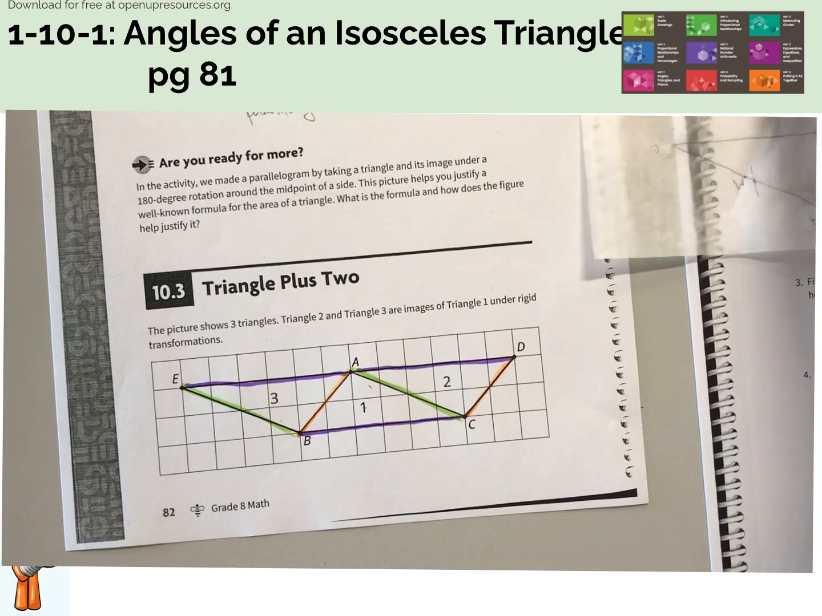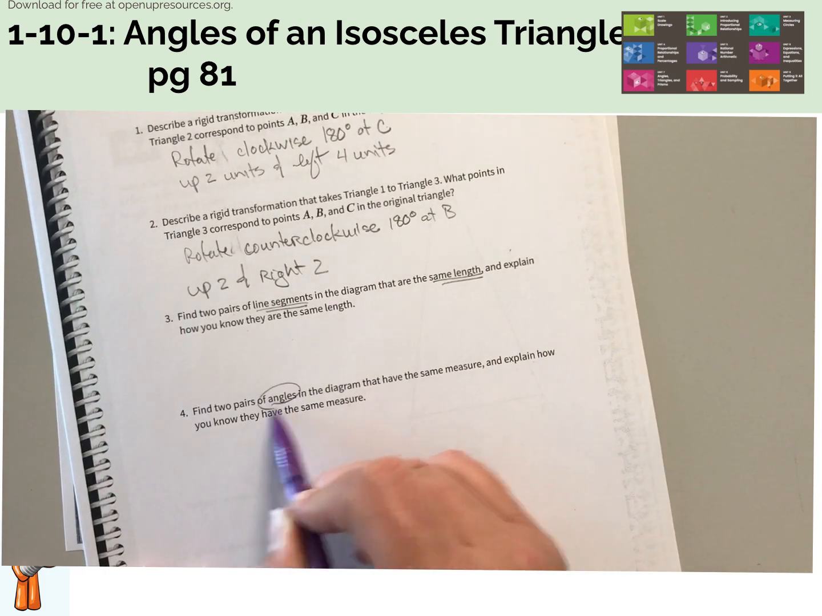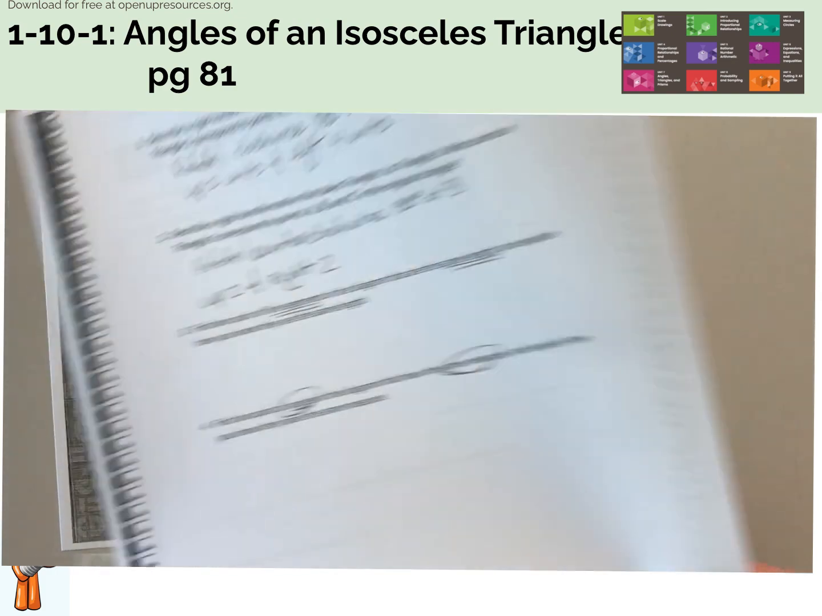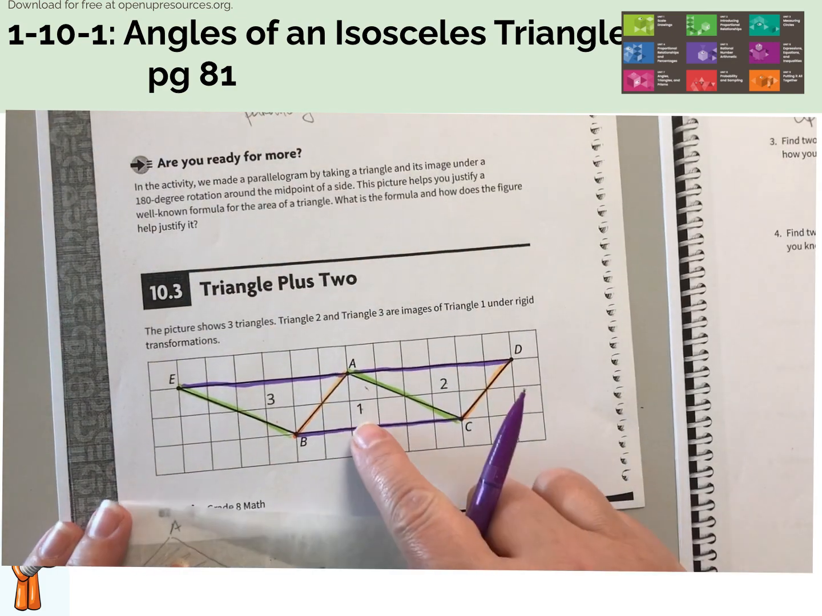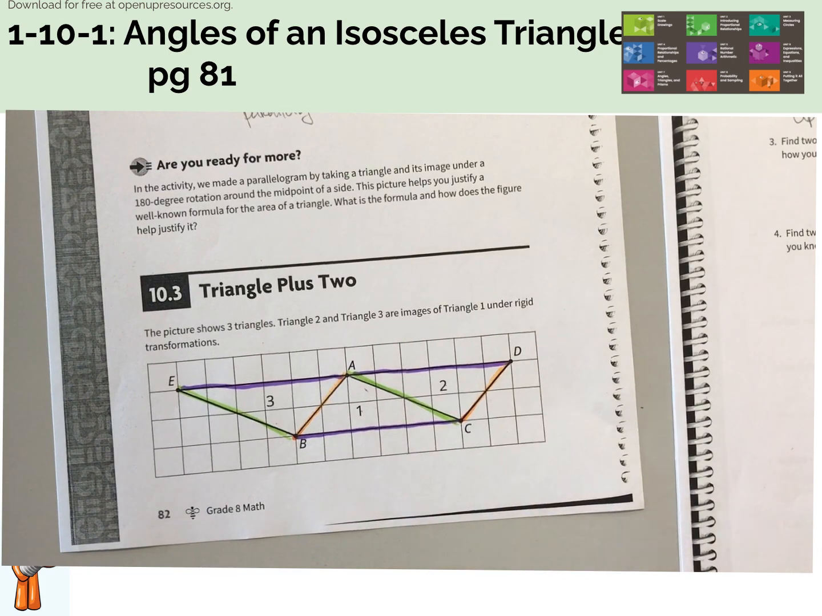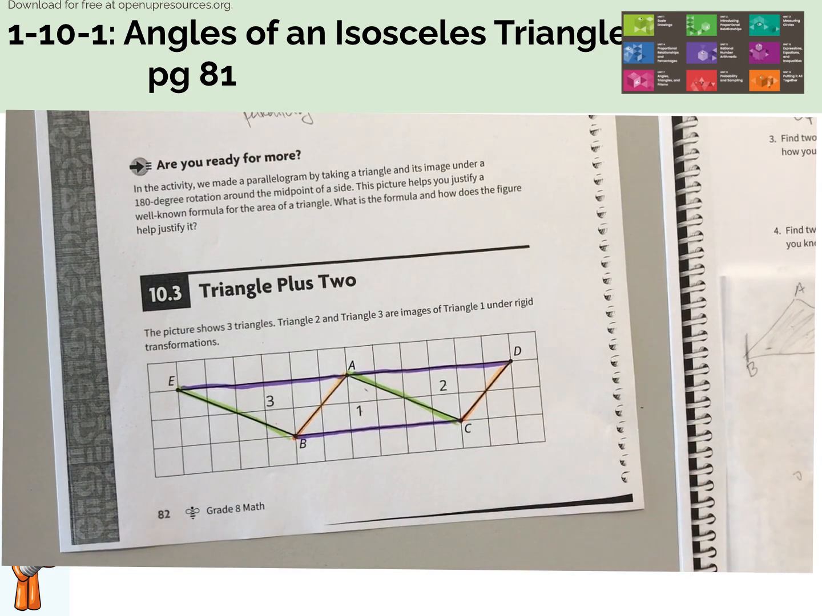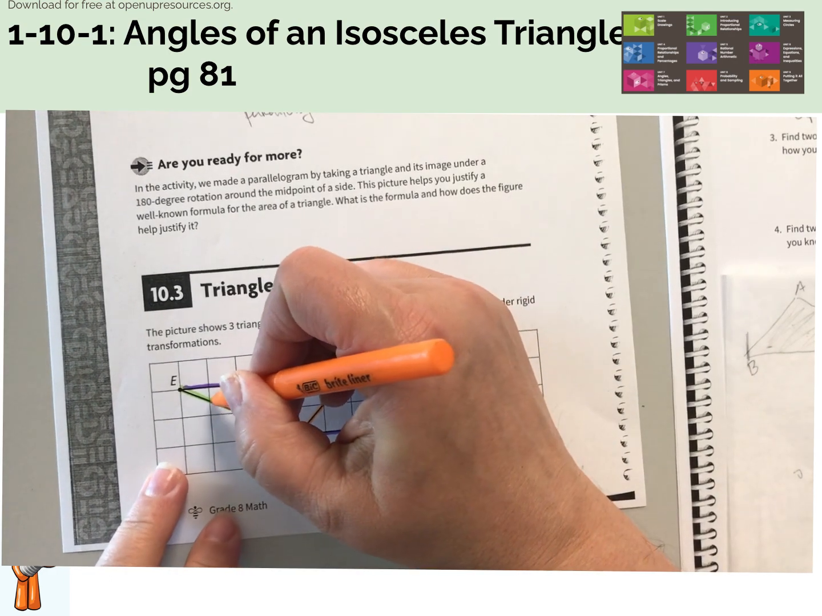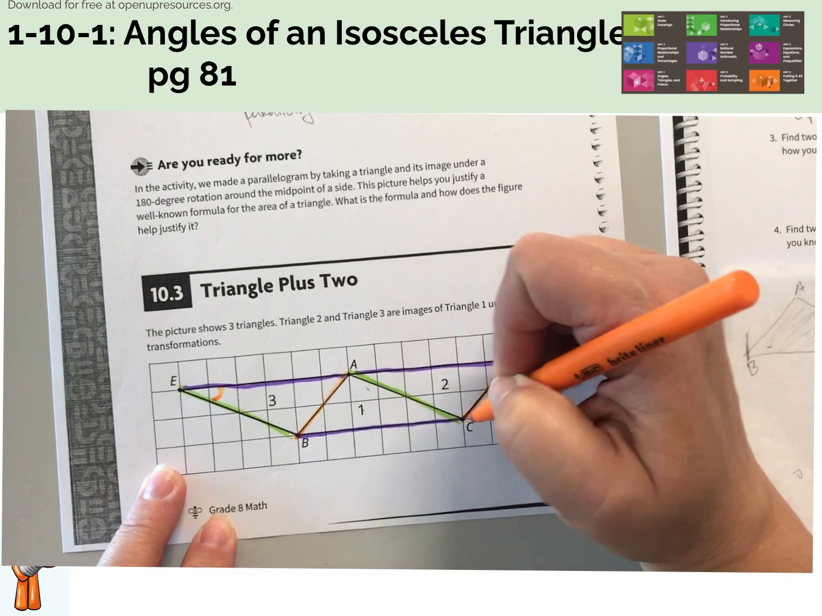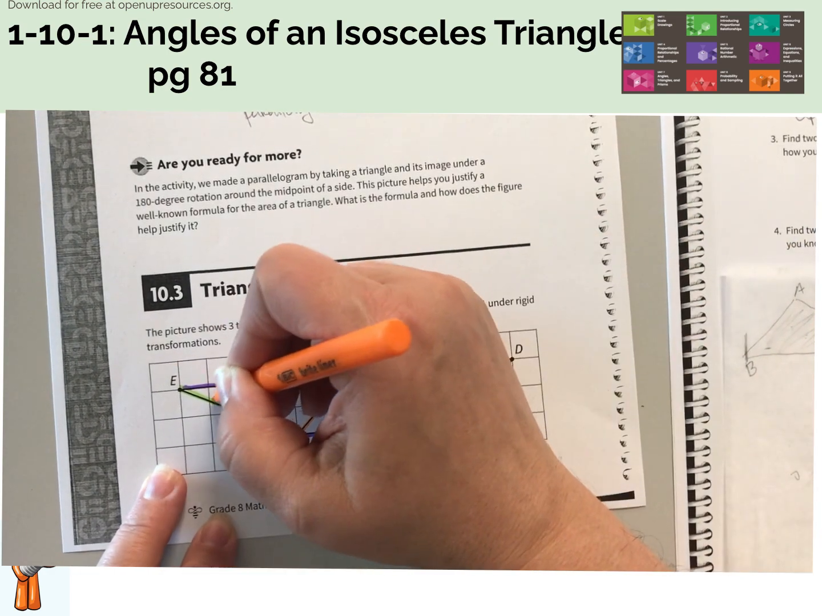Now, if we look at number 4, so this was side lengths. Now we're looking at angles that have the same measure. So these are corresponding sides. Corresponding sides are the same sides of the different triangles. Now we're looking at corresponding angles. Okay, so I'm going to say the angle BEA is the same as CBD. I want to say these 2 are the same.